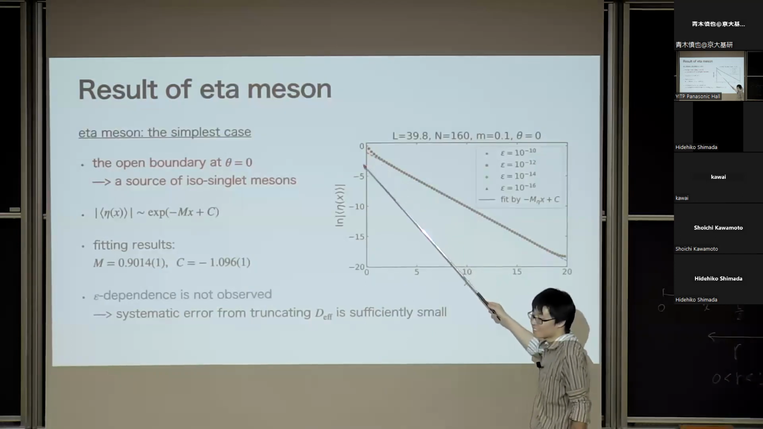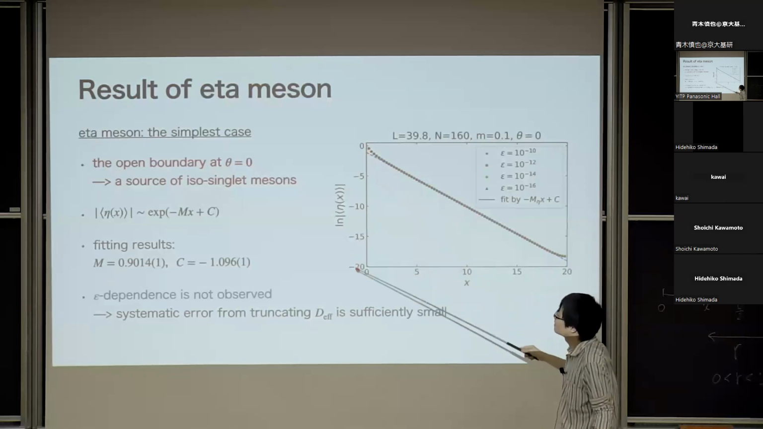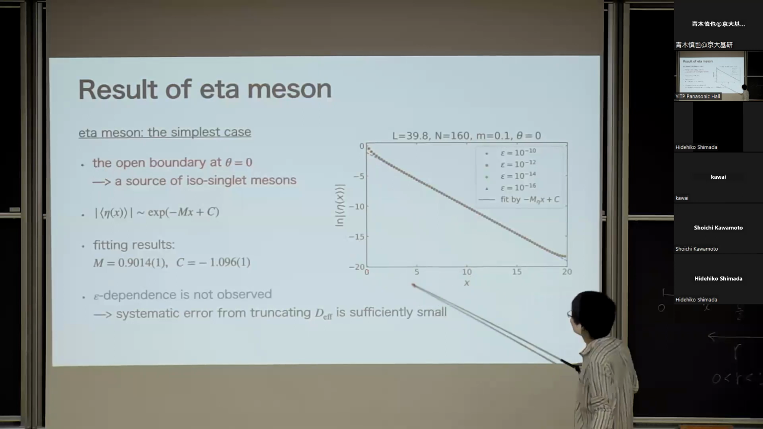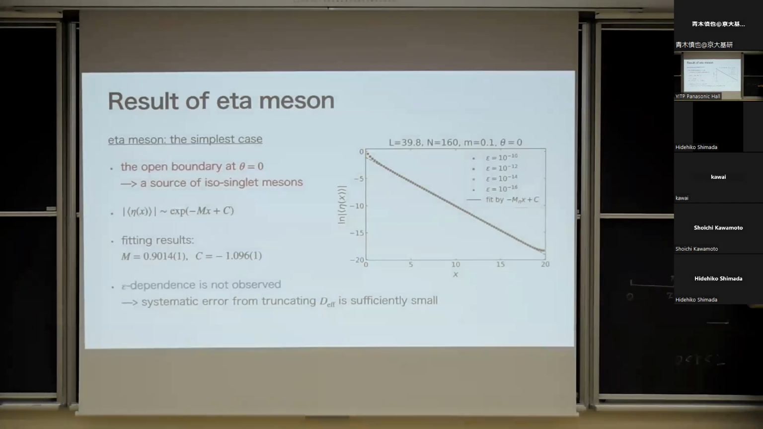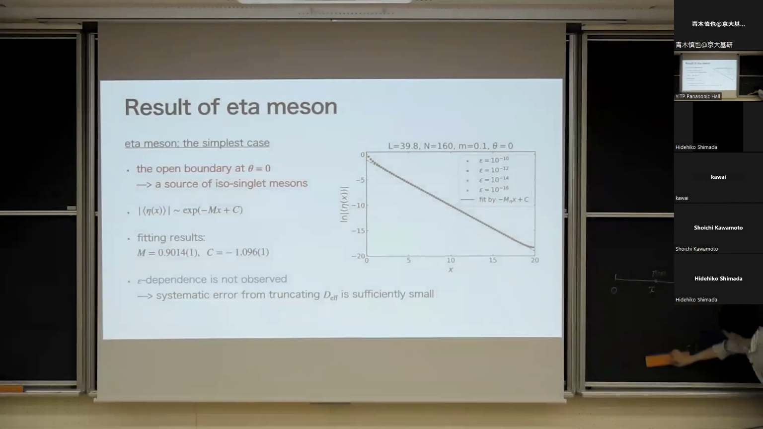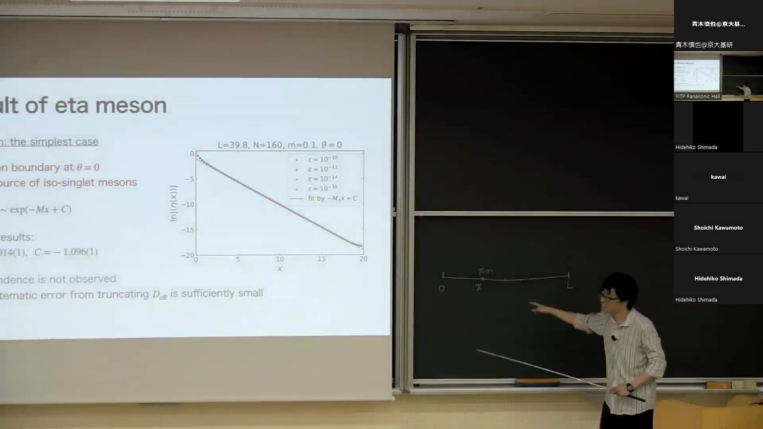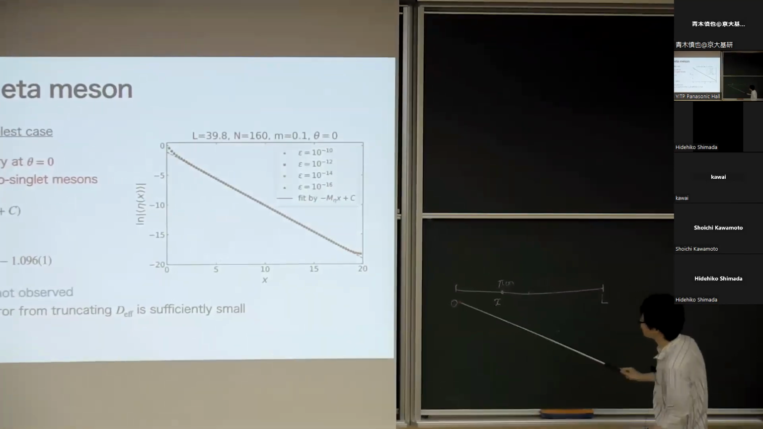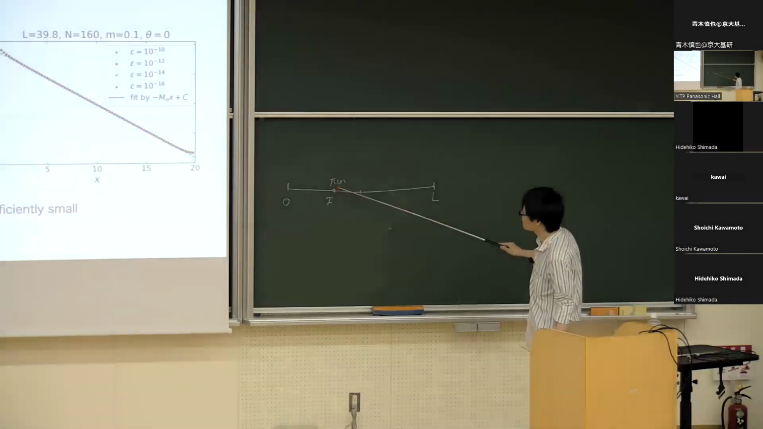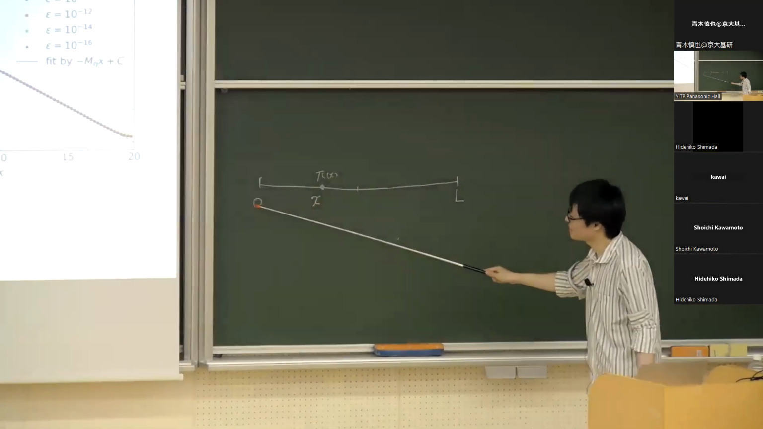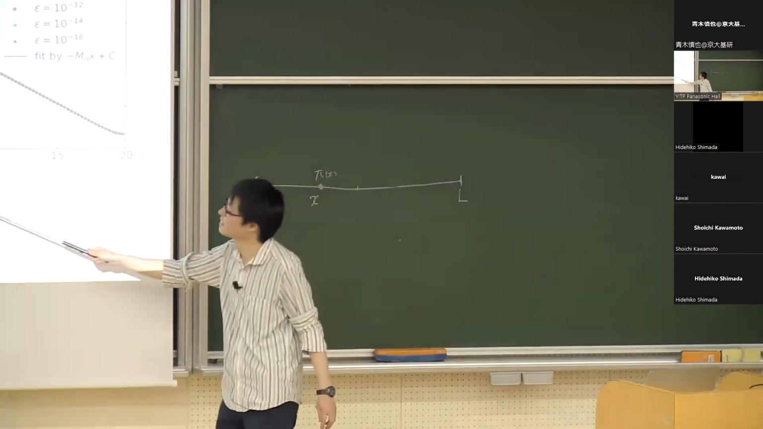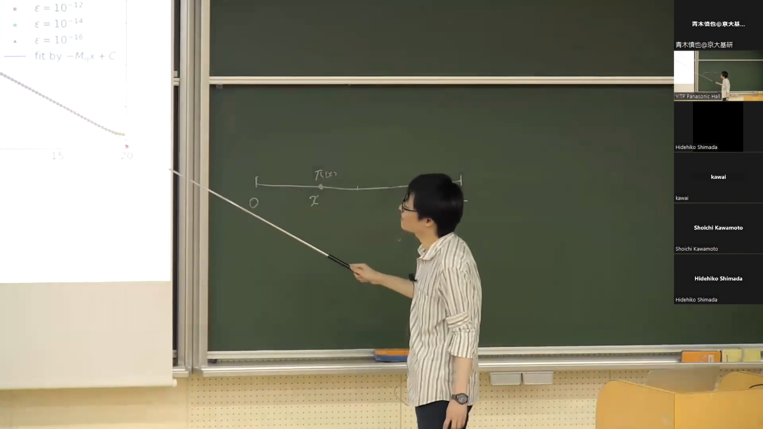Where is the one-point function inserted? What is the meaning of the x? Yeah, can you see this? Yes, so this is the left boundary, and the one-point function is inserted at coordinate x. Oh, I see. The 0 point is the boundary, and this is the center of the lattice.